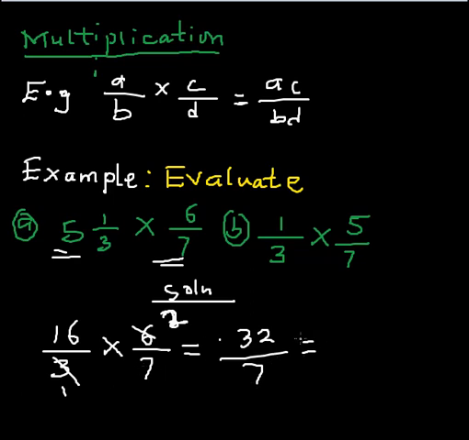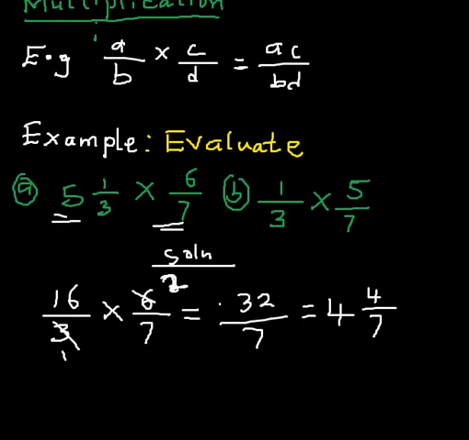So how many times will 32 go into 7? That should be 4 times, if I'm not mistaken. Yes, 4 times 7 is 28. So that's going to be 4 whole number, and the remainder is still going to be 4. If I made a mistake, please correct me. All right, so that is that for that particular question.